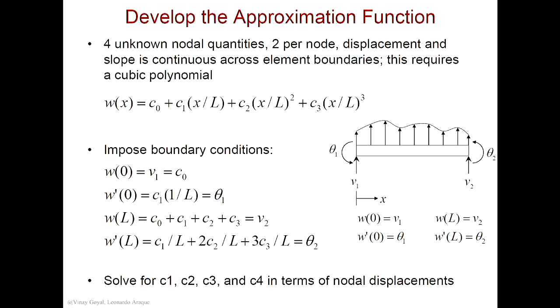And my nodal quantities will look like this: theta 1, V1, and then theta 2 and V2. I'll call them that, okay? These are my nodal quantities, where W at 0 is V1, W prime at 0 is theta 1, W at L is V2, W prime at L is theta 2.